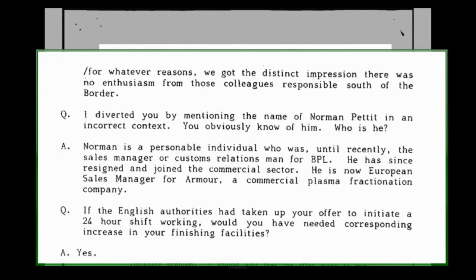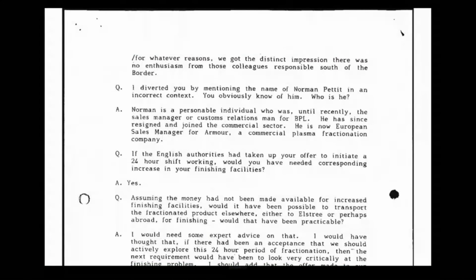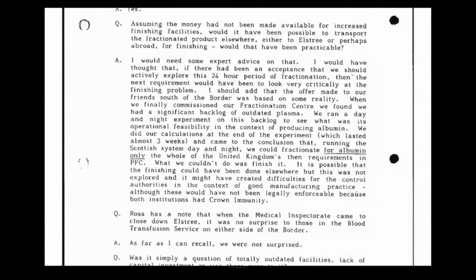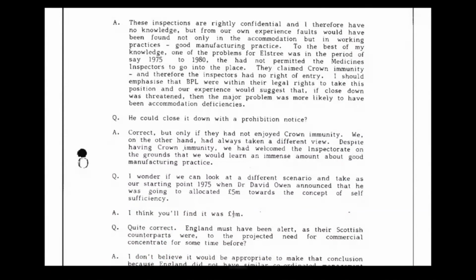And then a question is asked a couple of paragraphs further down. If the English authorities had taken up your offer to initiate a 24-hour shift working, would you have needed a corresponding increase in your finishing facilities? Answer, yes. And then if we go to the next page, there's then a discussion. I'm not going to go through it in full detail, but there's a discussion in the first paragraph from Professor Cash about Crown immunity and the Medicines Inspectorate not having gone into Elstree until a point in time.